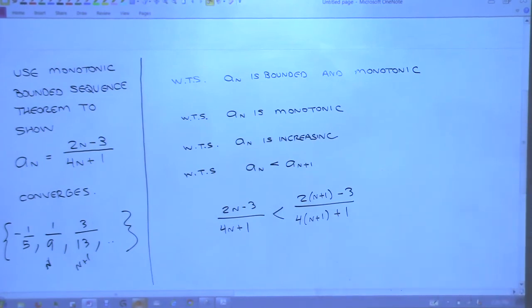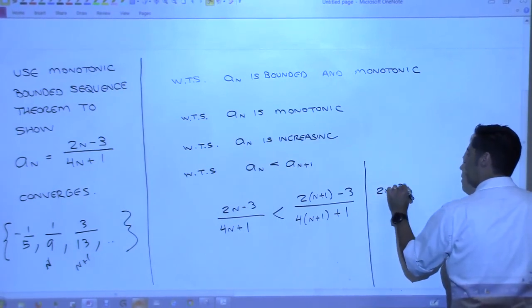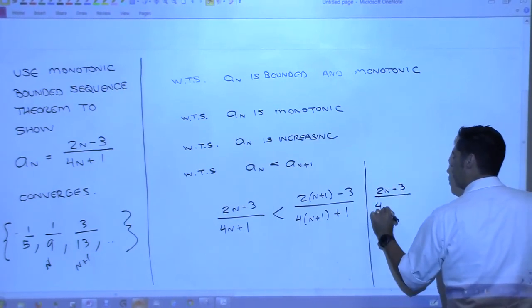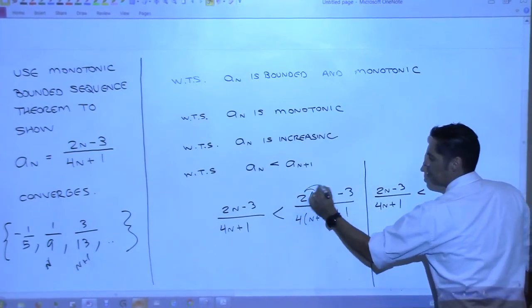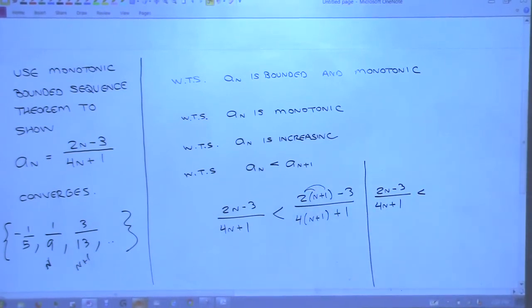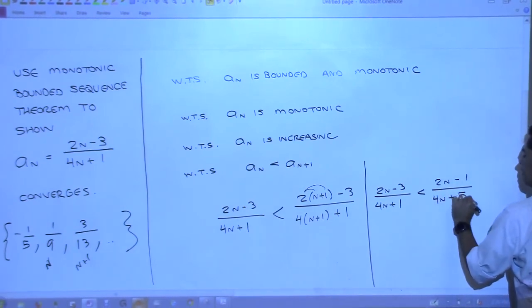More algebra, right? Yeah. Okay. So 2n minus 3 over 4n plus 1 must be less than, distribute. What would that new numerator be there? 2n plus 2 minus 3? 2n minus 1? Yeah. Okay. What would my new denominator be? 4n plus 5. Right?